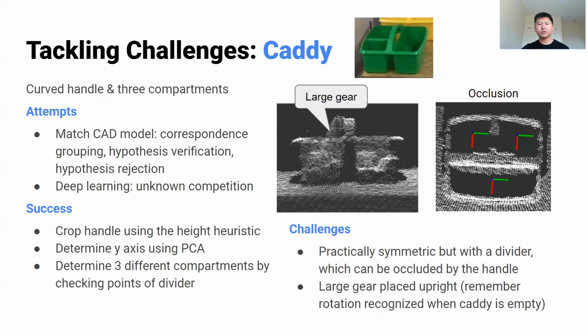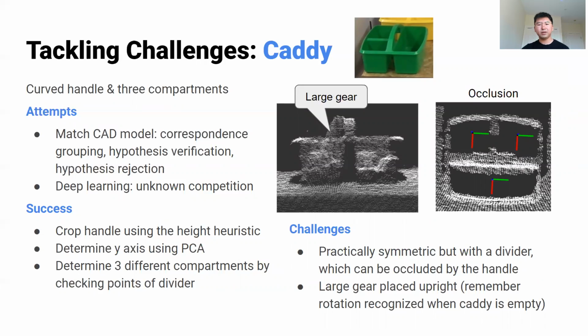The first challenge we'll solve here is for the caddy. Different from the common bin, the caddy also has a curved handle and 3 different compartments. Initially, we converted the caddy's CAD model to a point cloud and tried 3 different methods to compare with what we get from the head camera. But none of them works in our case.